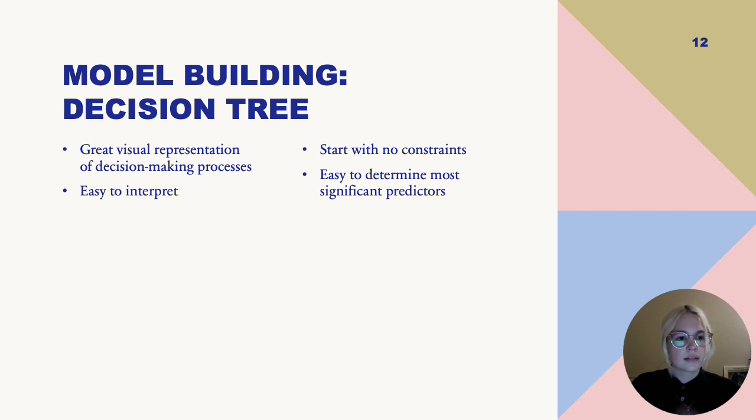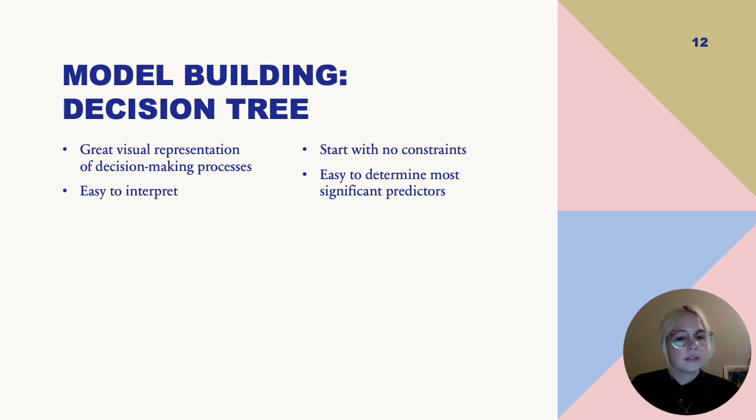The second model type I chose to make was a decision tree. These are a favorite among data scientists because they provide a great visual representation of the decision-making process. They're easy to interpret. They tell you yes, no, the percentage of being right or wrong. And it's also easy to see which predictors are the strongest.